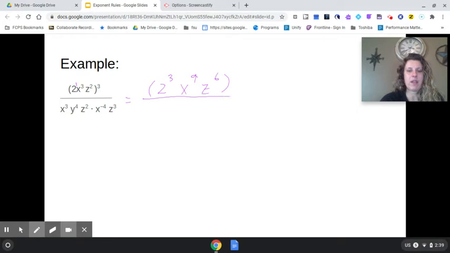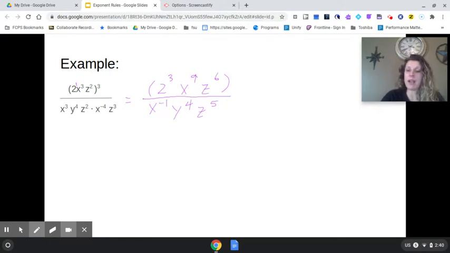In the denominator, we have x to the third times x to the negative fourth. So I could add those powers together to get x to the negative first. The y, I'm just going to pull across y to the fourth. And then the z's, let's also add those powers. So we have z squared times z to the third, which would give me z to the fifth.